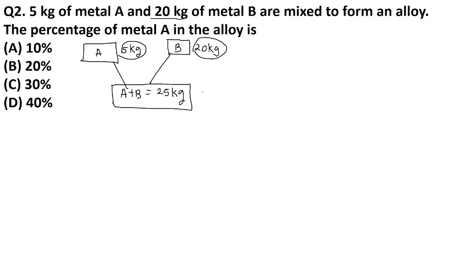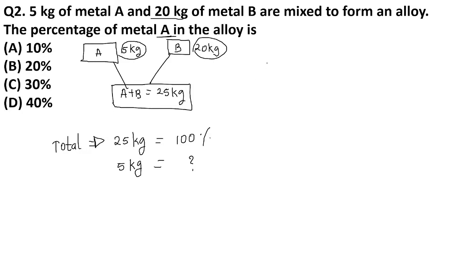Okay. So what is the total that we have got, student? Total is equal to 25 kg. So we always know one thing, total can be any value, but total is always considered to be 100%. Simple. So here 25 kg is also considered to be 100%. We have to find metal A. So metal A is how many kg? It's 5 kg. So 5 kg is how much percent? This is the only question.